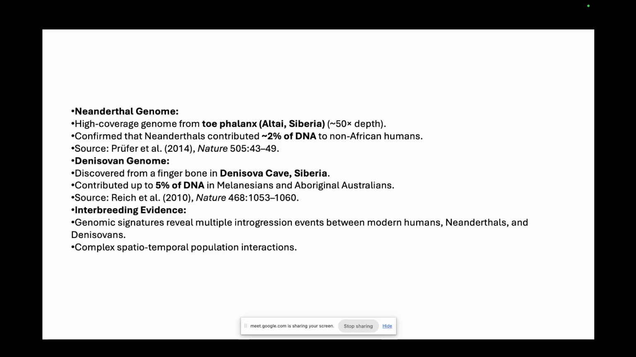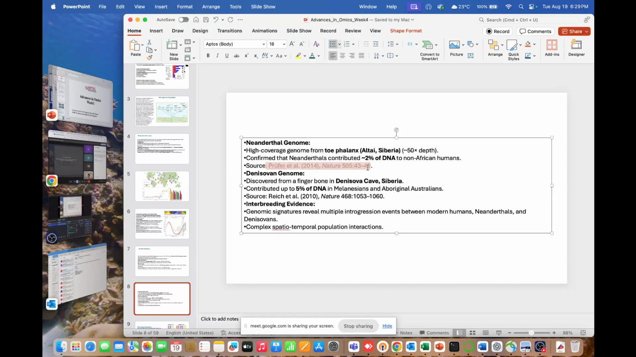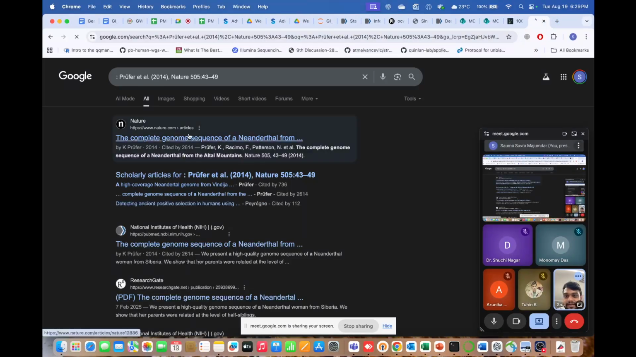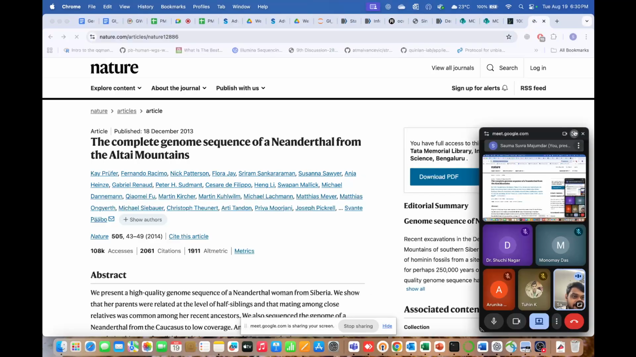And so another example is basically sequencing of a Neanderthal genome. So this was gotten from Siberia, and this genome was extracted from a toe phalanx, and it confirmed that Neanderthals contributed 2% of DNA to non-African humans as well. So again, this paper is very fascinating according to me, and if you have interest, please take a look. I think this is a 2014 paper, but this is a fascinating finding.